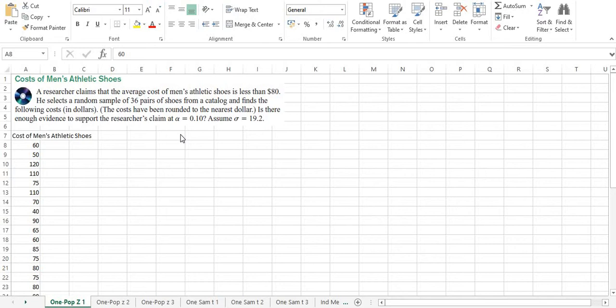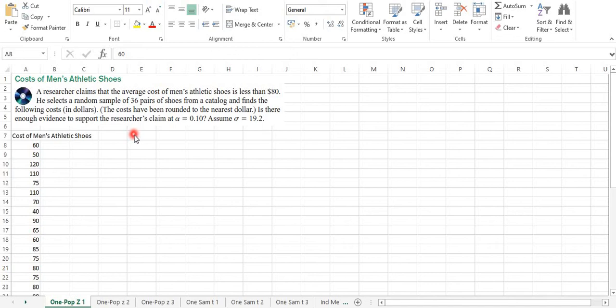So, how do we do one population z-test in Excel? Let's have this example. A researcher claims that the average cost of men's athletic shoes is less than $80. He selects a random sample of 36 pairs of shoes from a catalog and finds the following costs in dollars. The costs have been rounded to the nearest dollar. Is there enough evidence to support the researcher's claim at alpha equals 0.10? We have to assume that sigma is equal to 19.2.